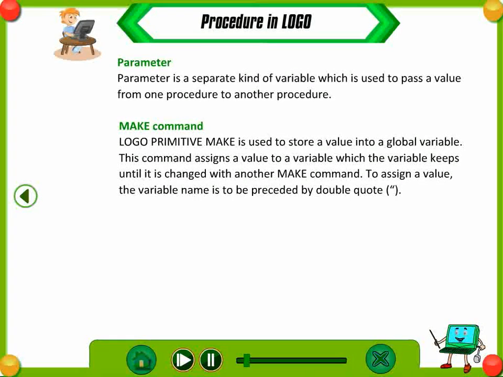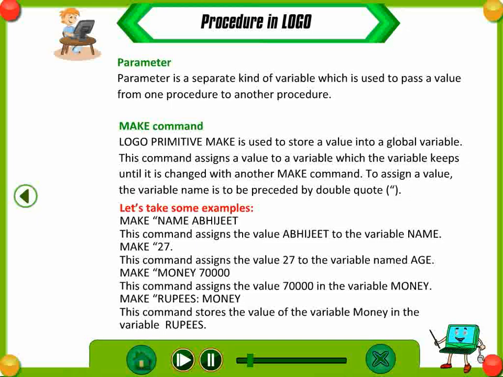This command assigns a value to a variable which the variable keeps until it is changed with another MAKE command. To assign a value, the variable name is to be preceded by double quotes. Let's take some examples. MAKE "name "Abhijit. This command assigns the value Abhijit to the variable name. MAKE "age 27. This command assigns the value 27 to the variable named age.